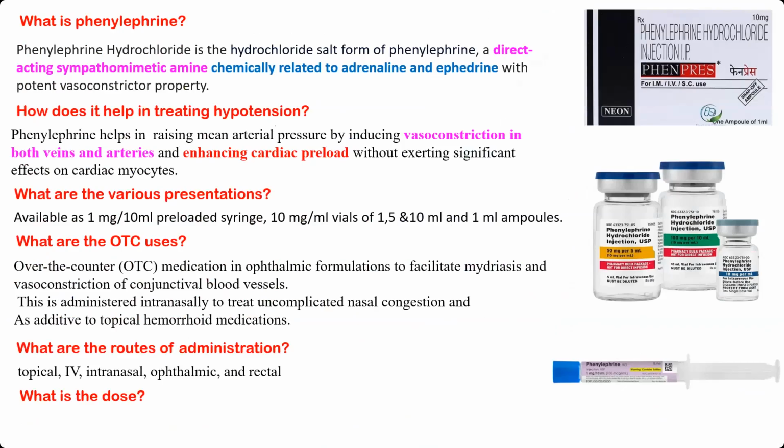Bolus followed by, supposing you want to give it as an infusion, totally 0.1 to 1.5 mg per kg per minute. That can be given initially as an IV bolus and then maintained also as an infusion.